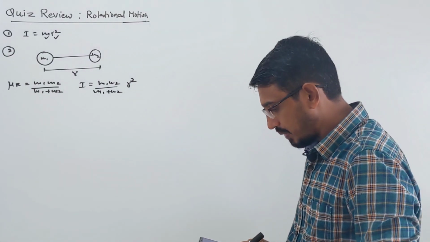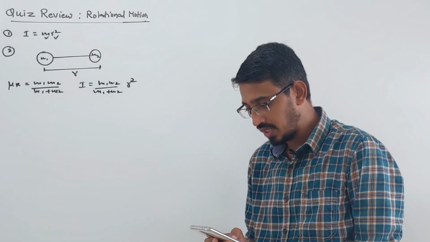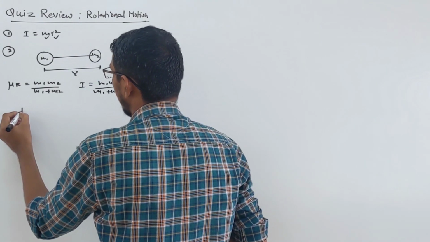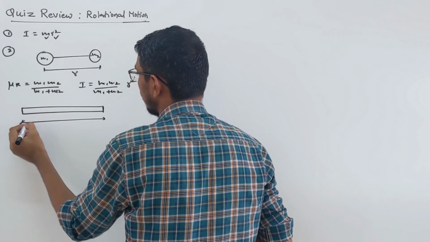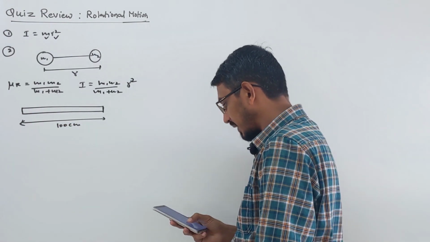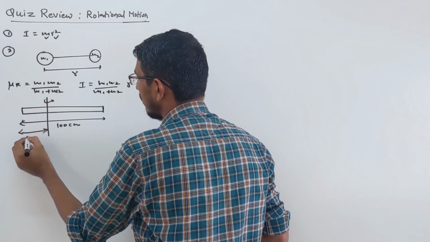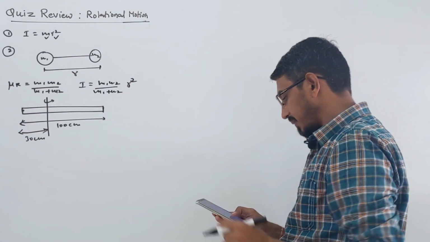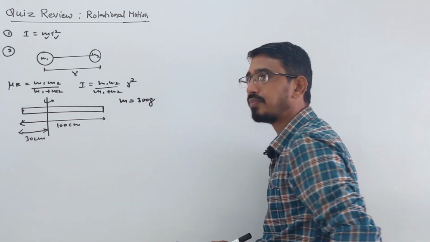Question number 3: the moment of inertia of a meter stick of mass 300 gram about an axis at right angle to the stick and located at the 30 centimeter mark is what? So they are saying I have a meter scale, meaning a 100 centimeter long scale. The length of this scale is 100 centimeter, and we have to calculate inertia about a point which is 30 centimeter from one end. So we are rotating about that point, and that distance is given as 30 centimeter, correct? And what else is given? The mass of this rod, m is given as 300 gram.